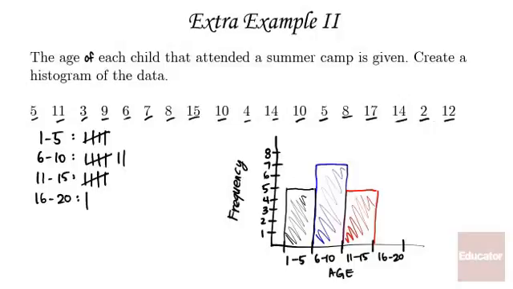And then I'm going to use black again. 16 through 20, the last one is just only one person that falls under that age group. Okay, and that's it. That's your histogram.